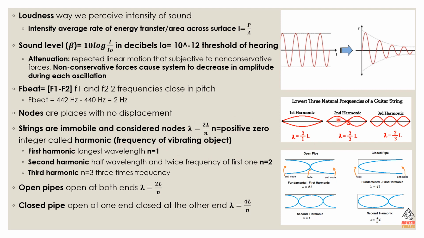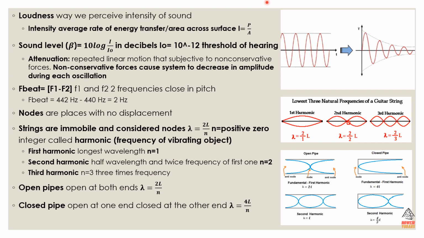It's the frequency of the vibrating object. You know, how many times it vibrates, all right? So the first harmonic is the longest wavelength, and it's 2 times L divided by 1. There is one positive integer, all right? And then the second harmonic is 2 times L divided by 2. Third harmonic is 2 times L divided by 3. Fourth harmonic is 2 times L divided by 4, etc. Right? But the second harmonic is half the wavelength and twice the frequency. Third harmonic is 3 times the frequency.